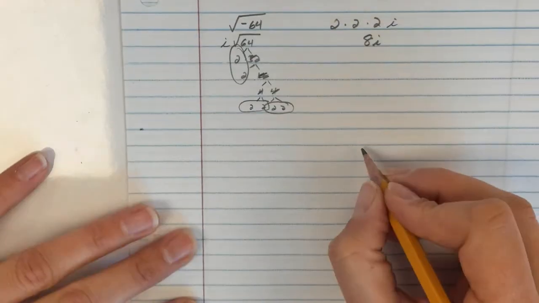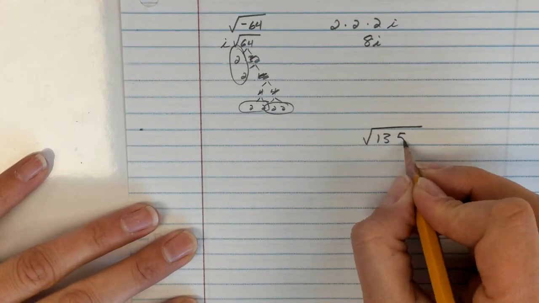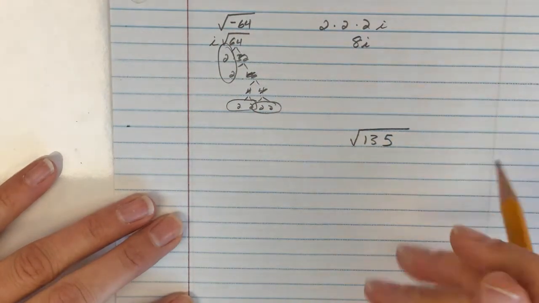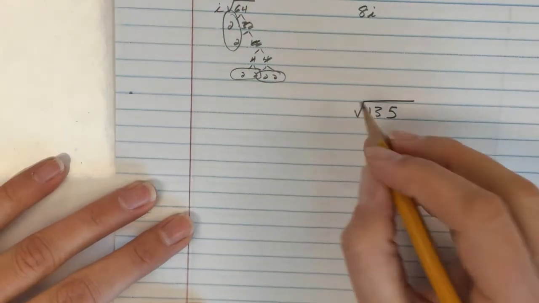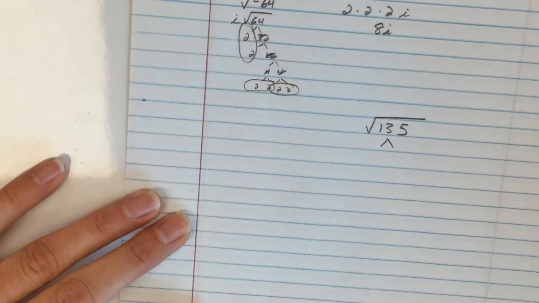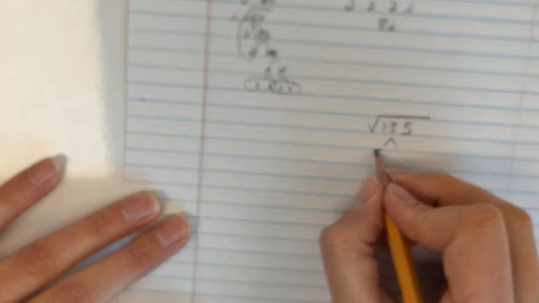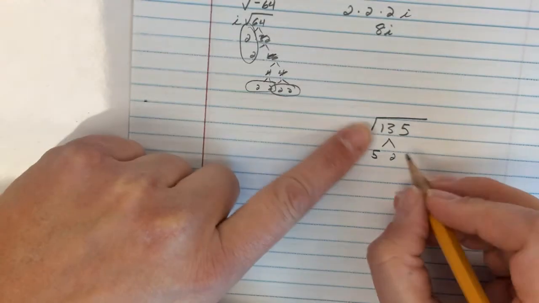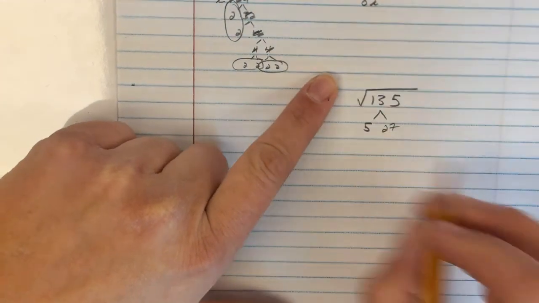All right, so let's say I have the square root of 135. Again, if it was negative, the negative just comes out as an i. But outside of that, you just start breaking things down. So it ends in a 5. It doesn't end in a 2, but if it ends in a 5, then it's got to be divisible by 5. So we'll go 5, and then it goes into 13 twice, and then 35 7 times.